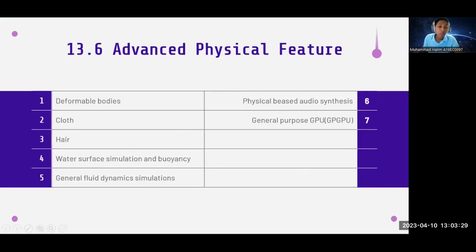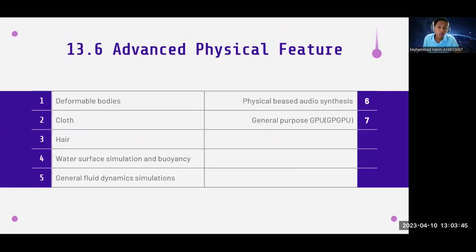So for chapter 13.6, it explains the advanced physics features. There are seven physics features, which are deformable bodies, cloth, hair, water surface simulation and buoyancy, physically generated phonemes, general fluid dynamic simulation, physically based phonemes, and general purpose GPU.